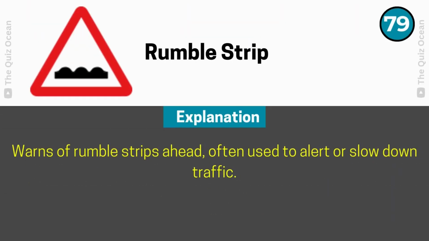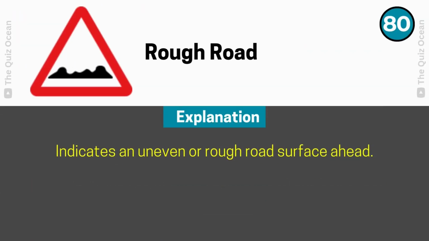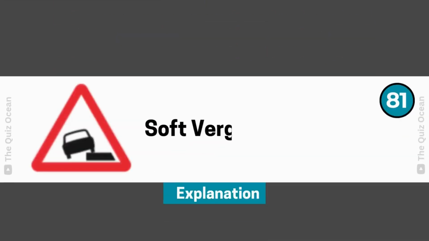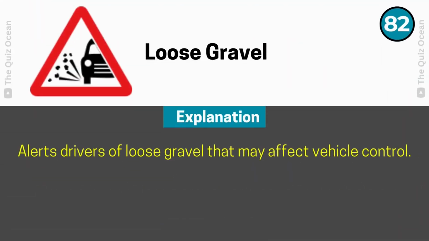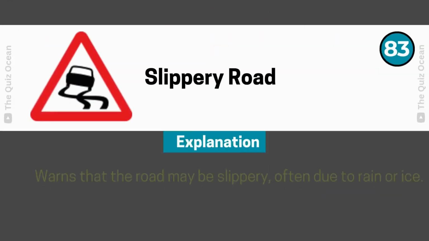Rumble strip sign warns of rumble strips ahead, often used to alert or slow down traffic. Rough road sign indicates an uneven or rough road surface ahead. Soft verges sign warns that the road edges are soft and may be unstable. Loose gravel sign alerts drivers of loose gravel that may affect vehicle control.